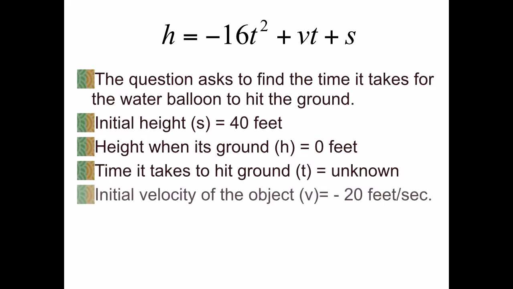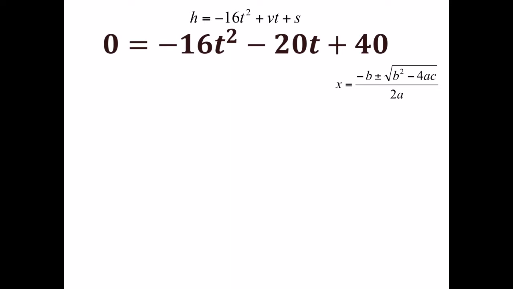V, though, we know what V is. V is the initial velocity, so that's negative 20. So we're going to plug that in for V. So we're going to end up with 0 equals negative 16t squared minus 20t plus 40. Okay, and you'll see that here. There's where it is, where it's all plugged in.